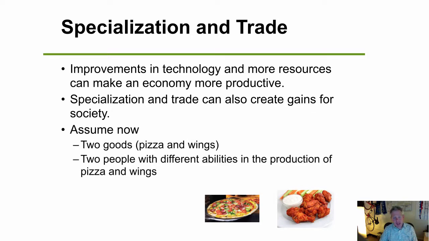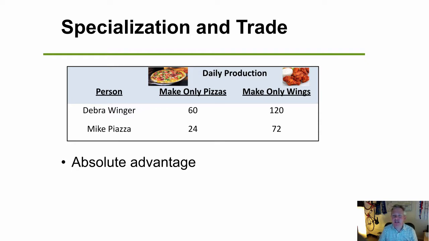So we're going to assume again that we have two goods, pizza and wings, and now we're going to have two different people with different abilities in how much wings they can produce and how much pizza they can produce. So here we go. We have Deborah and we have Mike Piazza, Deborah Winger and Mike Piazza. So what if Deborah were to spend all of her time and all of her resources producing only pizza? Well, she could produce 60 pizzas. What if she spent all of her time and all of her resources only producing wings? She could produce 120 wings.